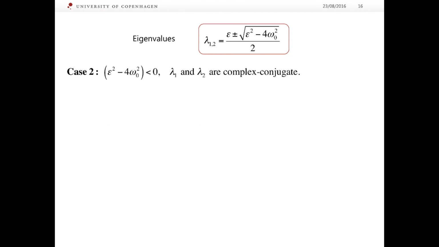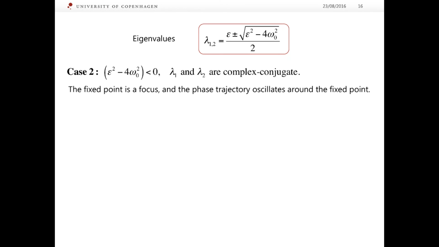Now consider the second case, in which we assume that the expression under the square root in the expression for eigenvalues is a negative number. In that case, eigenvalues are complex, and moreover they are complex conjugate. In this case, the fixed point will be a focus, and the phase trajectory will be oscillating, spiraling around the fixed point. The focus can be stable or unstable, so let us investigate further.